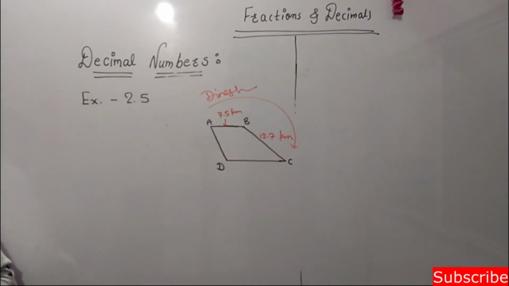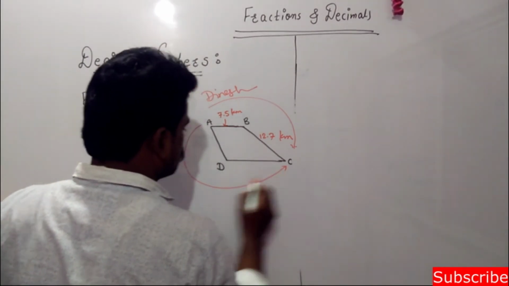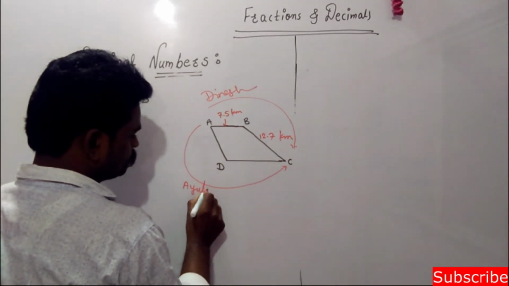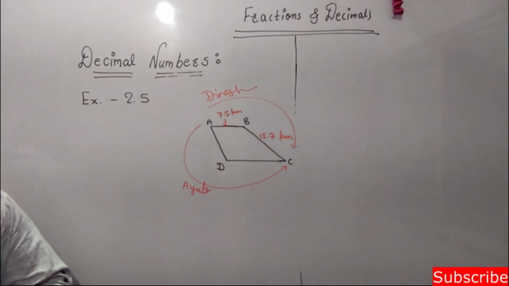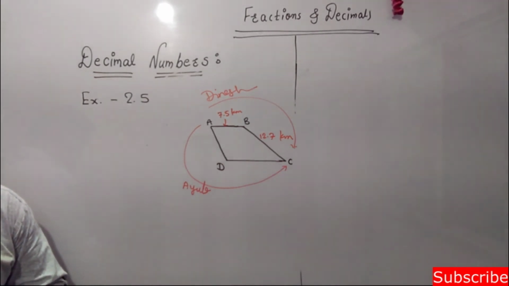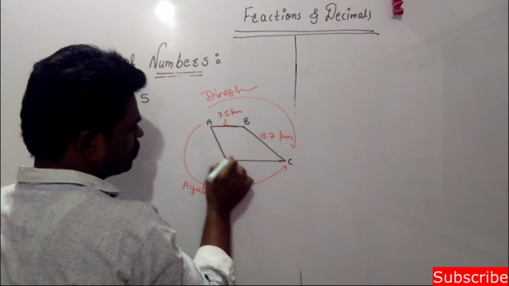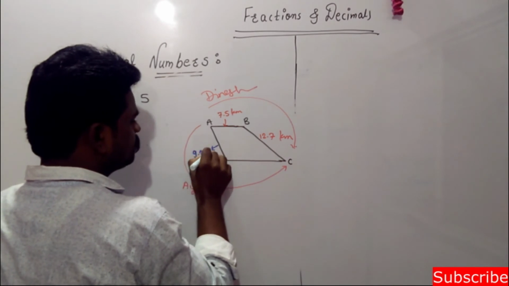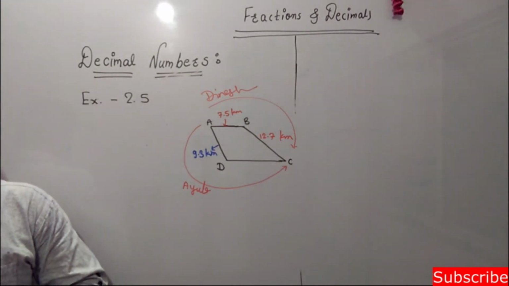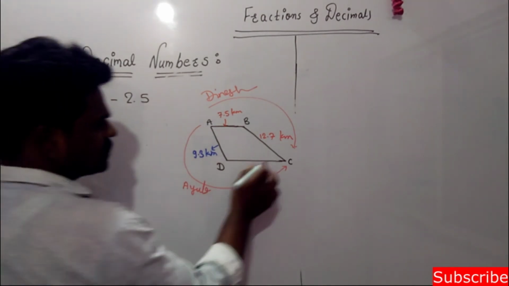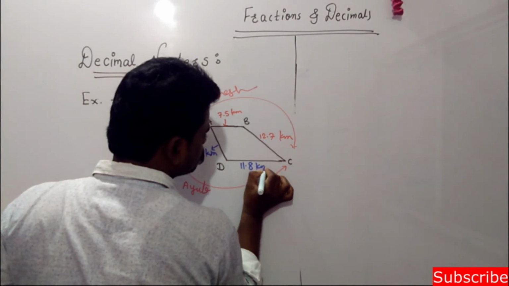Now see, my dear students, after that Ayub went from place A to place D, and from there to place C. So in this way Ayub has traveled from A to C. D is 9.3 kilometer from A. So this distance is 9.3 kilometer. And C is 11.8 kilometer from D.